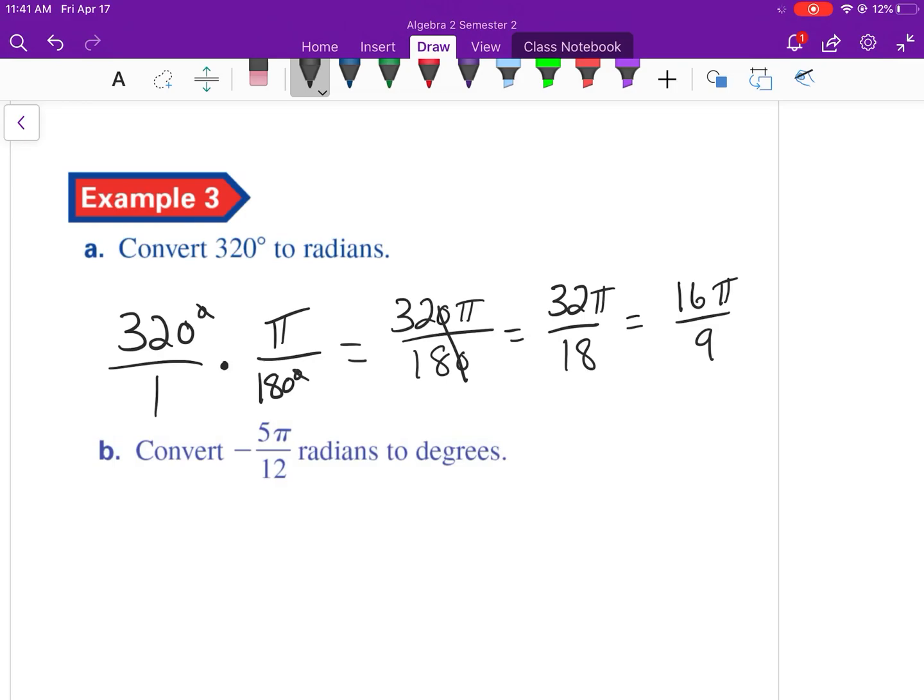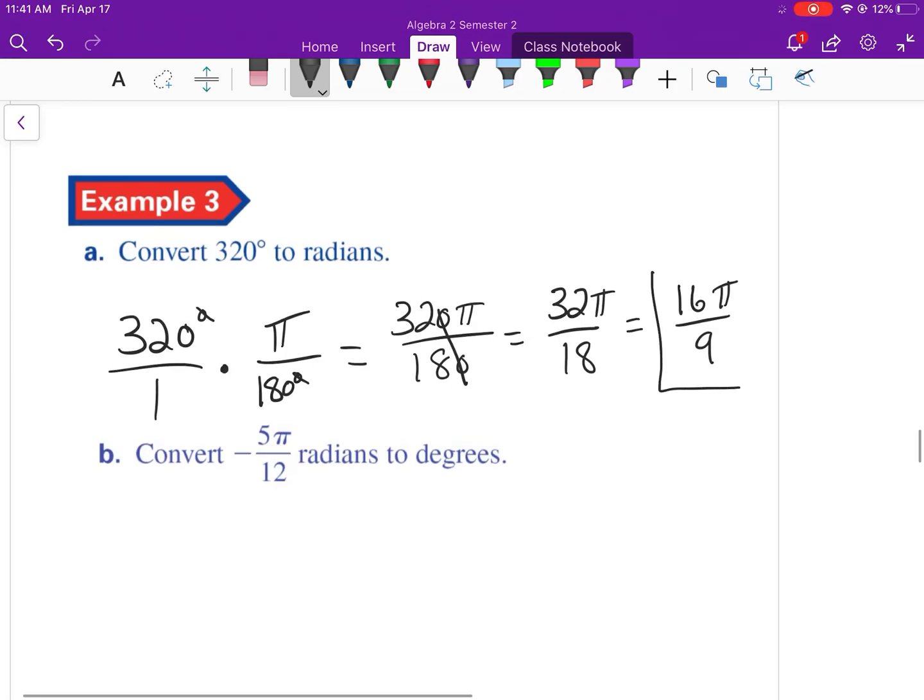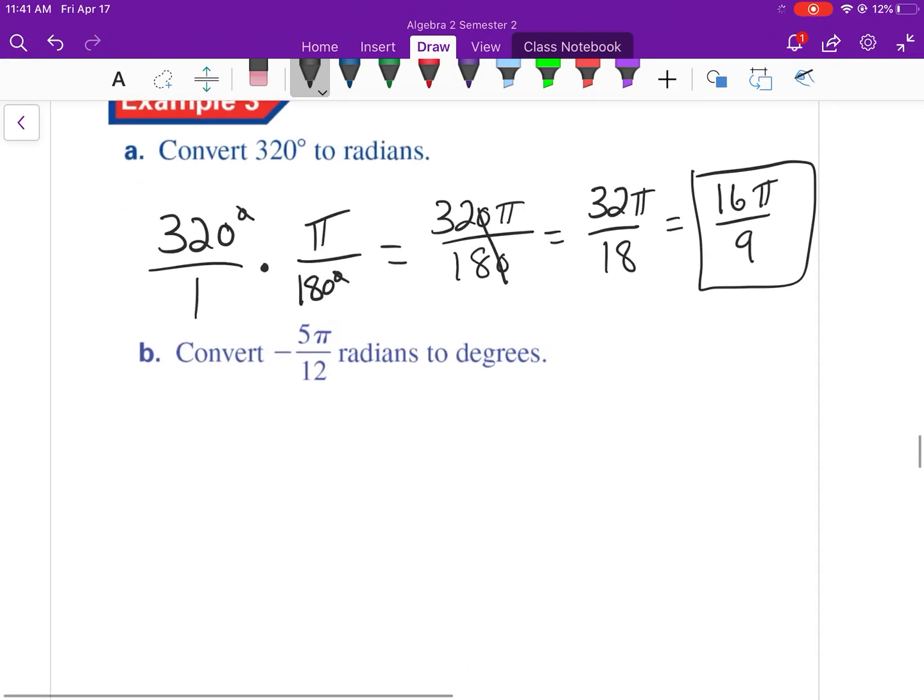Always reduce. You need to reduce, otherwise you're going to lose points. If you were to leave it at 320 pi over 180, you're going to lose a point. Or if you left it at 32 pi over 18, you would lose some points. You have to fully simplify.